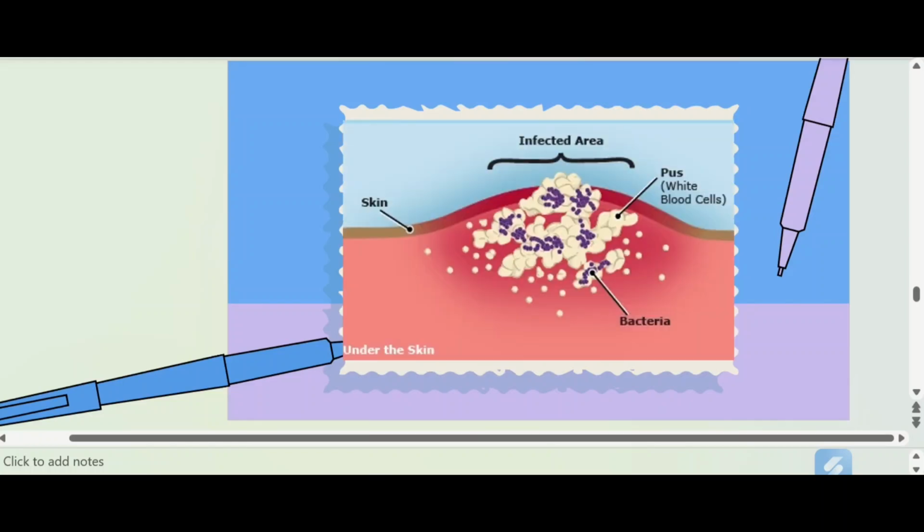See in this diagram, this is the skin margin. This area is the infected part. You can see a swelling, and below it there are bacteria. These are multiplying bacteria, blue color, and this white structure is the pus, that is WBC. So bacteria, WBC, and the necrotic material together, they form the pus.